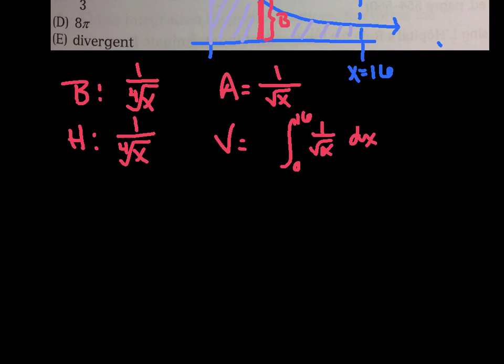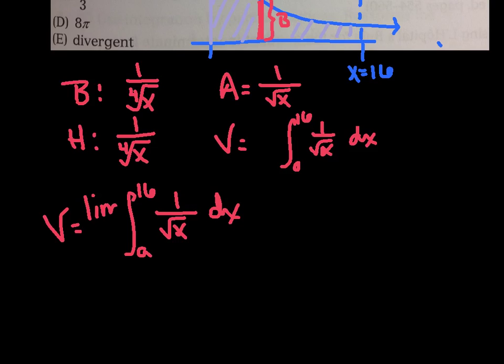So volume is really the integral from a to 16. Now how would you define a? It's going to be a one-sided limit. It's going to be the limit as a approaches 0 from which side? Well, the region that we just shaded in sits to the right of 0, so we're going to say a is approaching 0 from the right side.